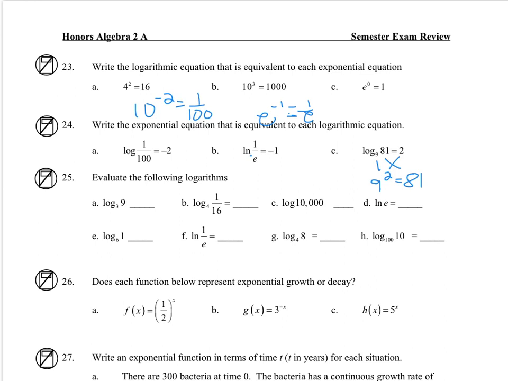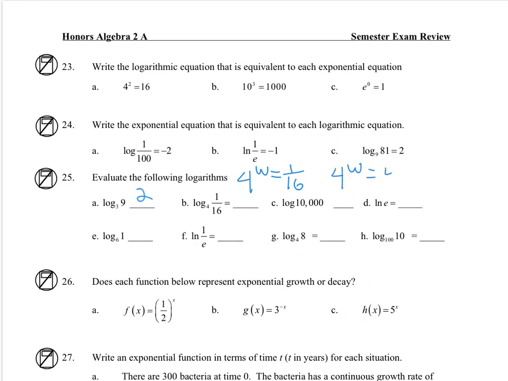Okay, evaluate in 25. So A is saying 3 to what power is 9? That's 2. B is saying 4 to what power is 1/16th? So 1/16th is 4 to the negative 2. So our answer here is negative 2, because once your bases are the same, your exponents are equal. And C is 10 to what power is 10,000. So if you count those zeros, there are 4 of them there.